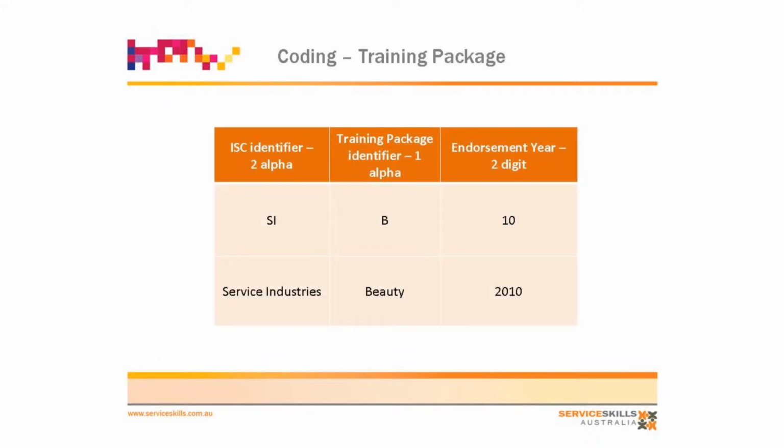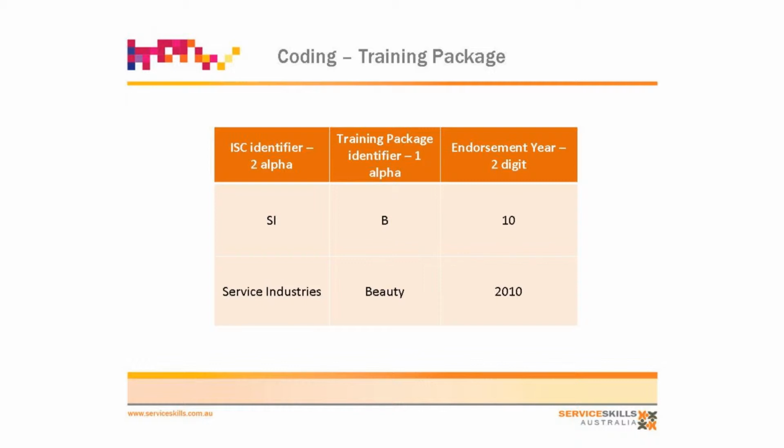The first two examples are the training package itself and also the qualifications, and then we get into the nice big long one, which is the unit of competency itself. These tables are in your packs, in that folder. So what we have here is our training package code. Now in all instances, the first alpha describes the Industry Skills Council. So for us, it's the Service Industry Skills Council, so SI, Service Industries.